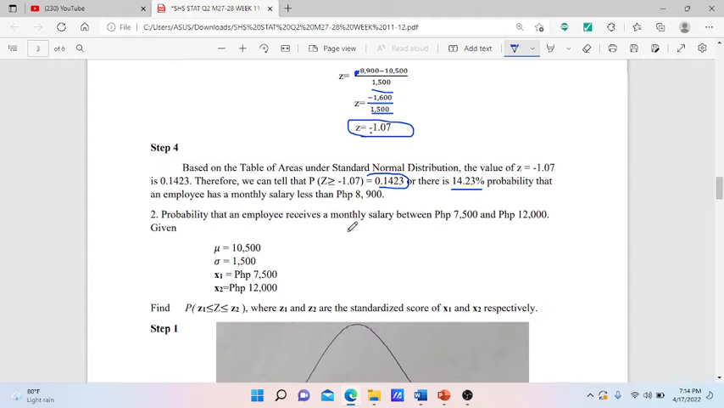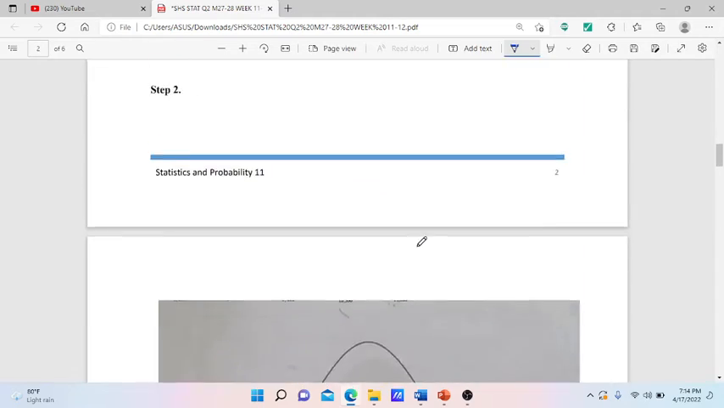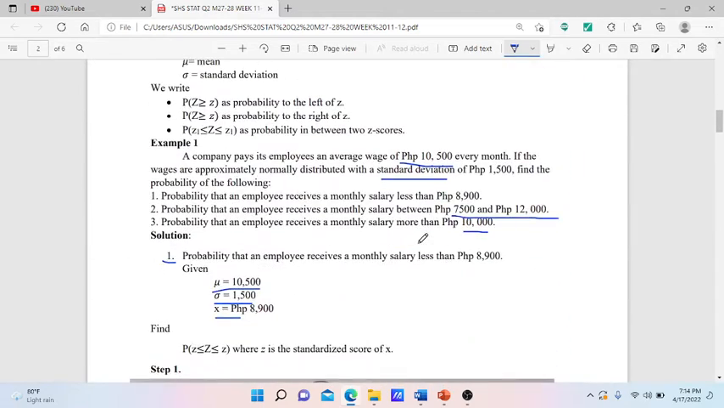Okay, so student, please write the conclusion. The probability that an employee has a monthly salary less than 8,900. Okay, number 2. So we are done with number 1. The next is number 2. The probability that an employee receives a monthly salary between 7,500 and 12,000.